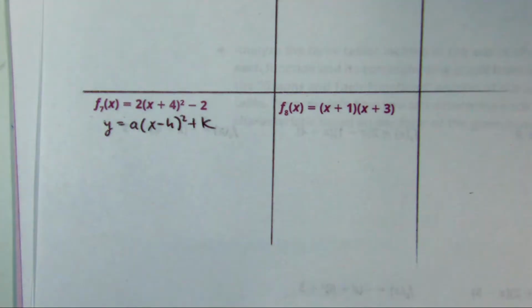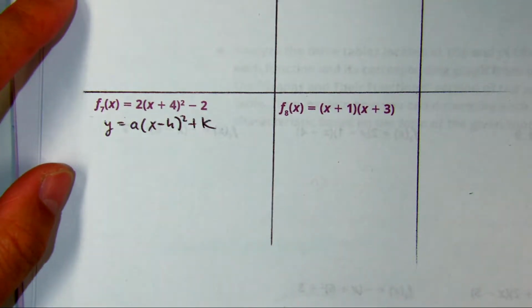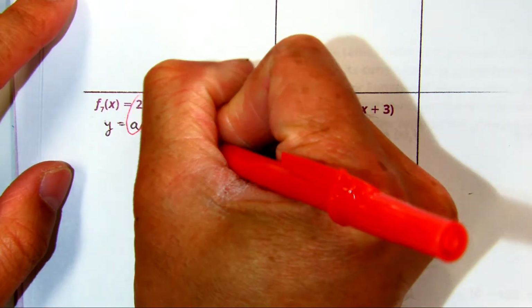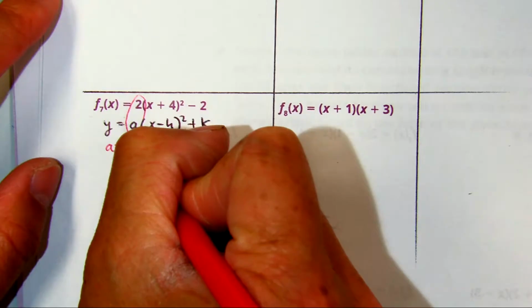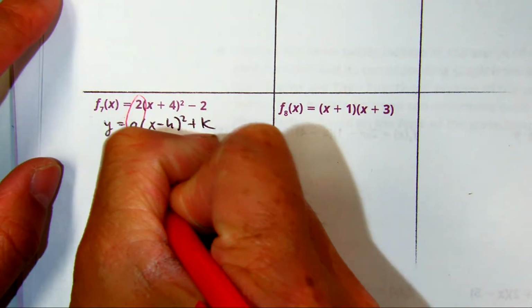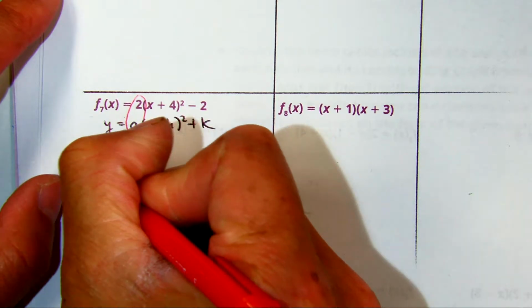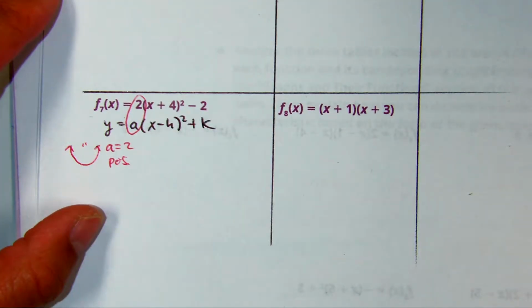And each of these, I'm going to get some letters. The letters will tell me about the characteristics of the graph. My A value in this problem is 2. I recognize that 2 is a positive number, and positive people smile.